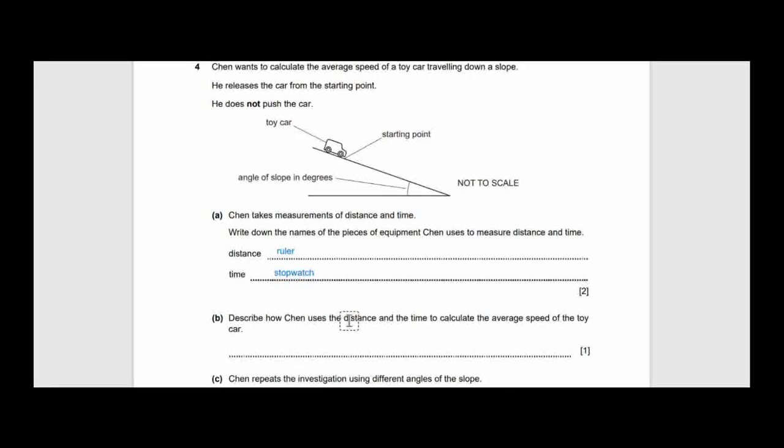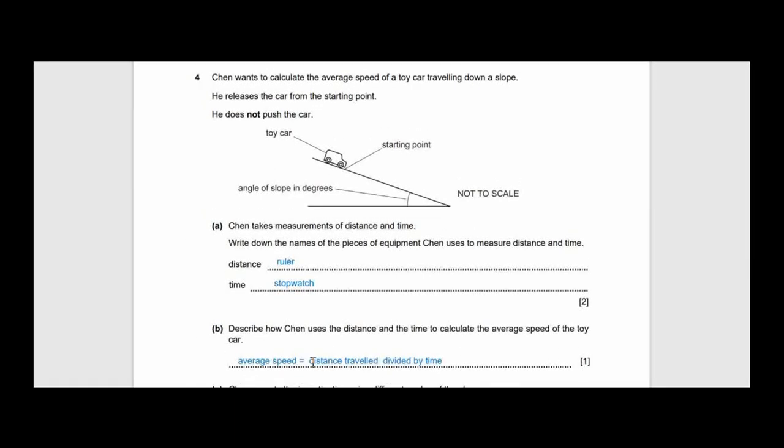Describe how Chen uses the distance and the time to calculate the average speed of the toy car. Let's open up the answer. So average speed is distance traveled divided by time. That's how we measure the average speed of the toy car.